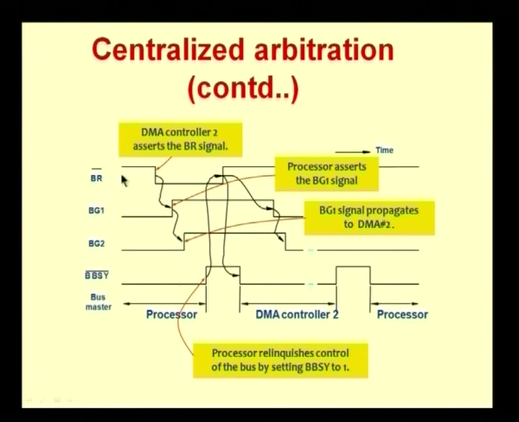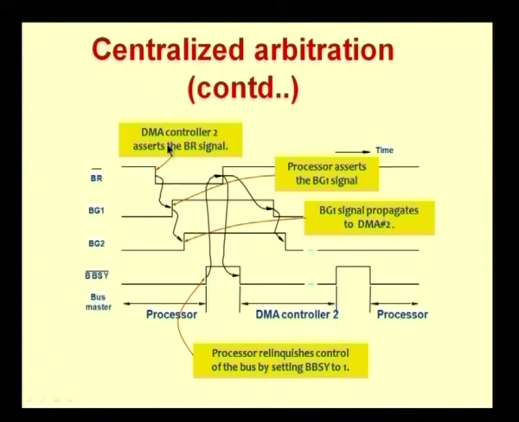So, let us say, for instance, the bus is busy, there is some data transfer going on, and a particular DMA controller, say DMA controller 2, asserts the BR signal, the bus request signal. When it asserts the bus request signal, you can see that after some time the processor is willing to grant the bus. So, it asserts the BG1 signal. The BG1 signal goes high, you can see over here.